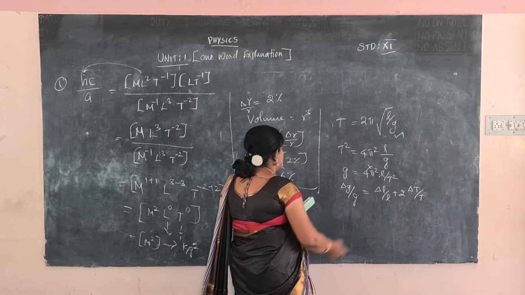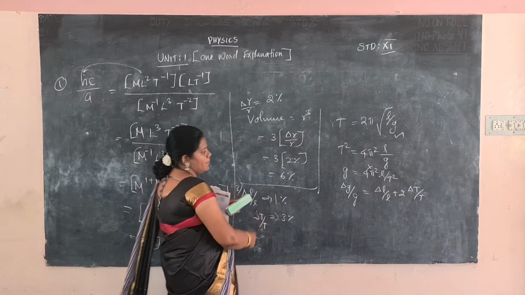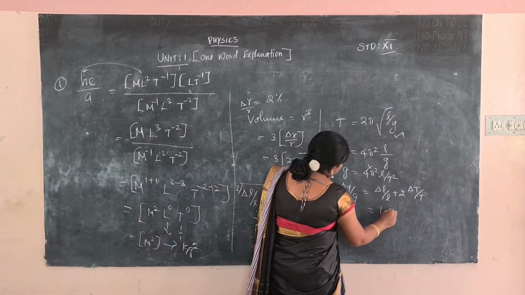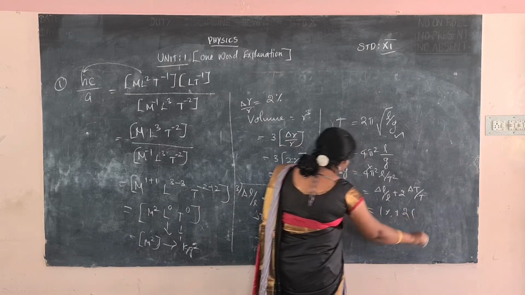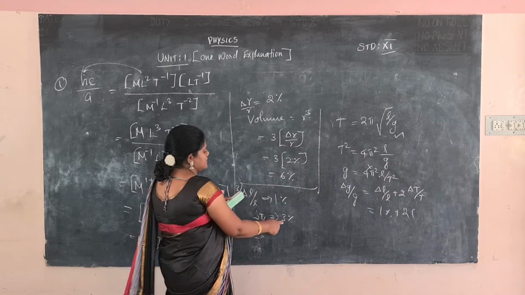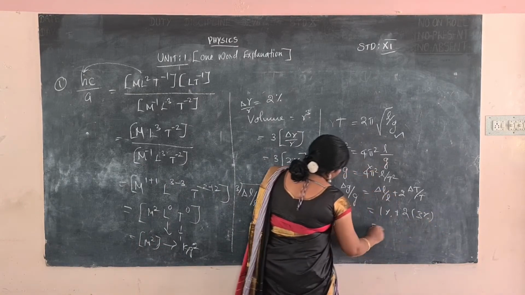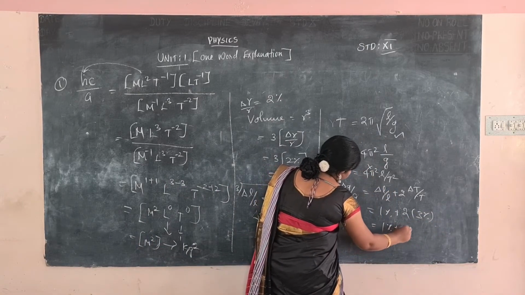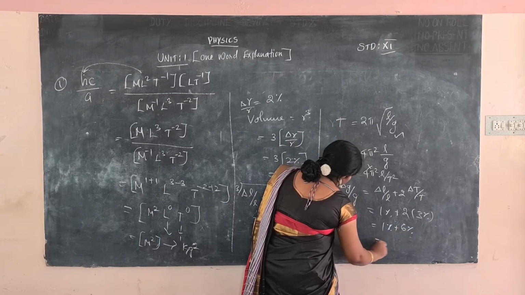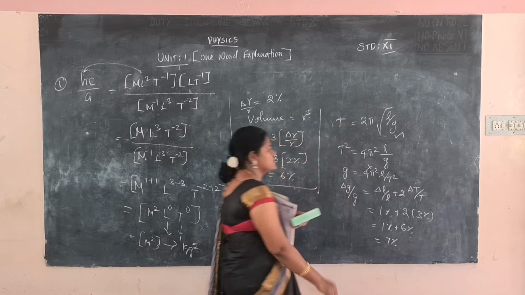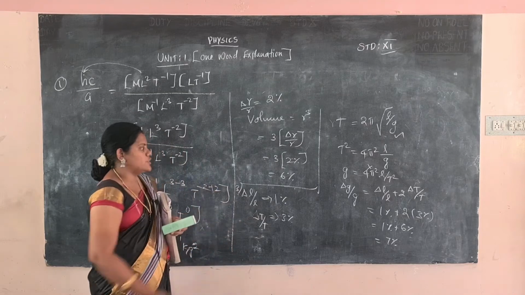We substitute the del L by L value, 1%. So 1% plus 2 into del T by T, which is 3%. So it is easily 1% plus 6%, which equals 7%. This is the percentage error in acceleration due to gravity.